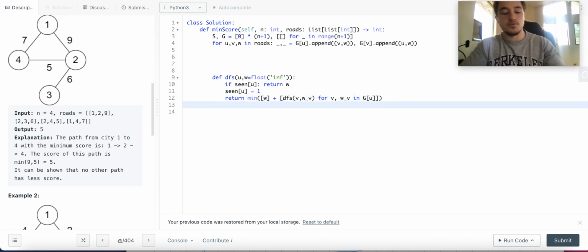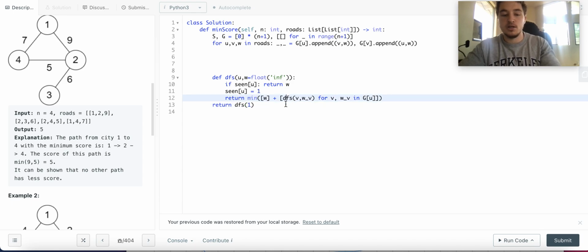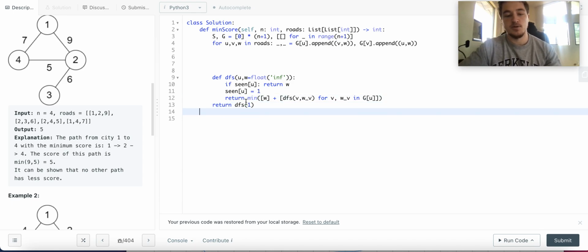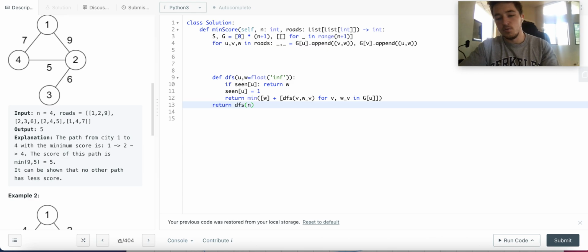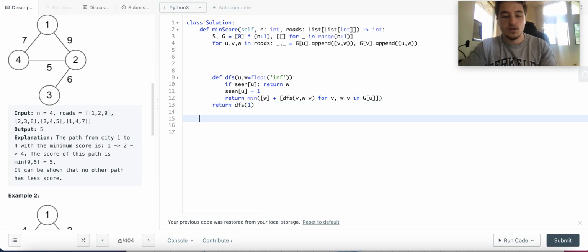And so at the end, we just return DFS of what? We know we have to go from 1 to n, but since we can take any road, we just want to find the minimum of the connected component that includes 1, because that'll be the same as the minimum of the component of n. We could do DFS from 1 or n, but 1 is a little more intuitive. Okay, so we run this.